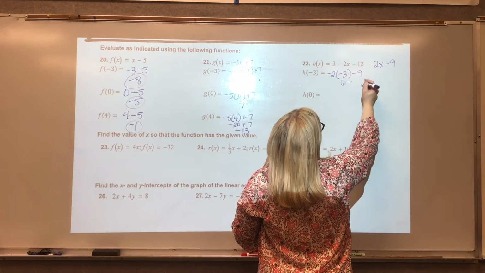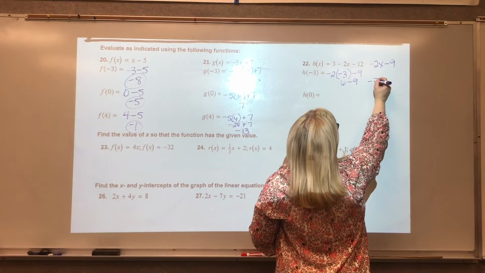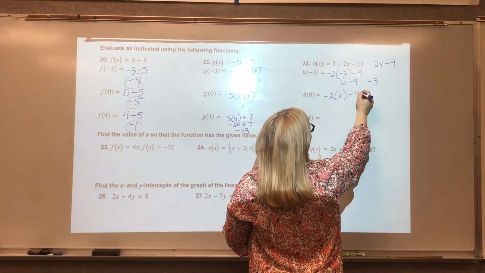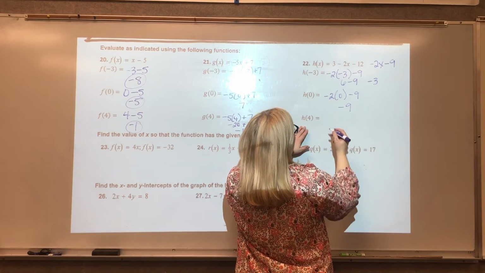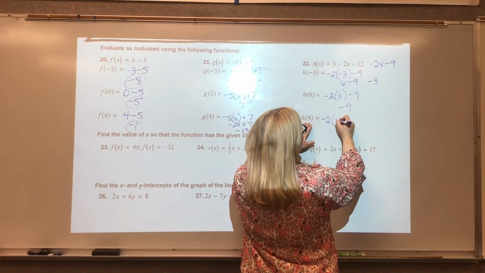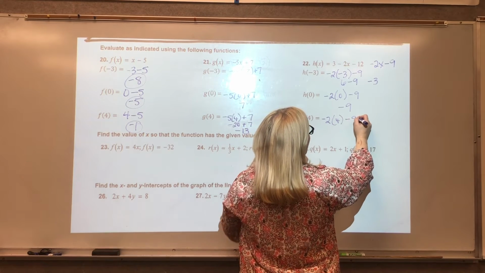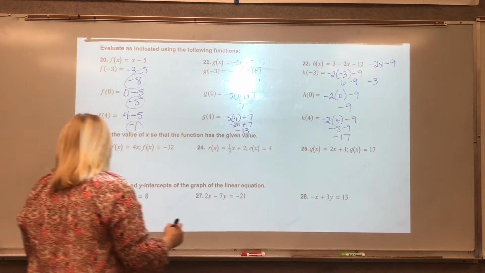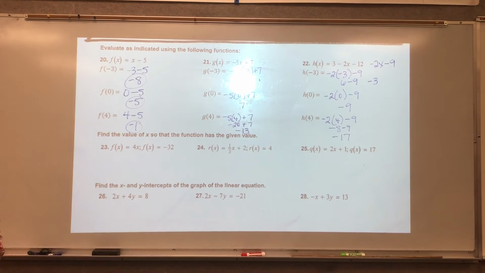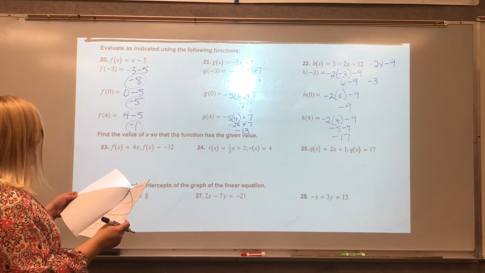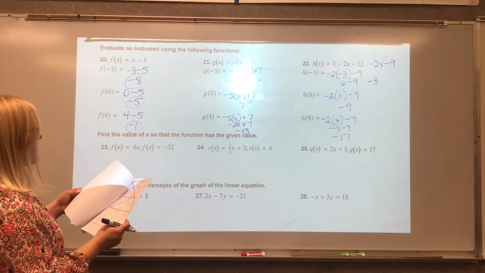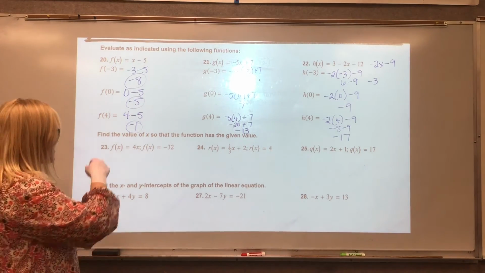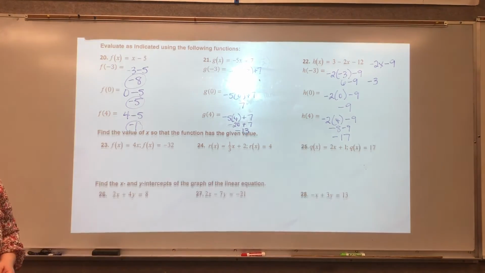6 minus 9 is -3. H of 0 is -2 times 0 minus 9, which is -9. And h of 4 is -2 times 4 minus 9. That's -8 minus 9, which is -17. Okay, I'm just going to check really quick, make sure that I did those right. I have -1, 2, 7, 13. Okay, just because I made that one mistake, I just want to make sure. Okay, I'm going to move it up again.